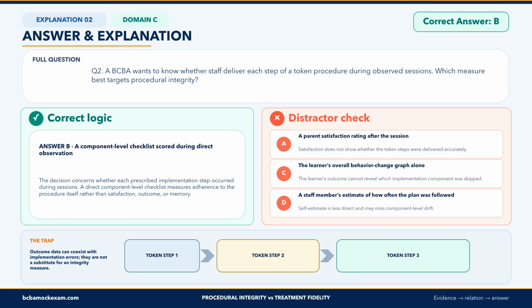The trap is that outcome data can coexist with implementation errors. They're not a substitute for an integrity measure. A. Satisfaction does not show whether the token steps were delivered accurately. C. The learner's outcome cannot reveal which implementation component was skipped. D. Self-estimate is less direct and may miss component-level drift. Measure procedural integrity with direct, component-level evidence when the question is whether steps occurred.